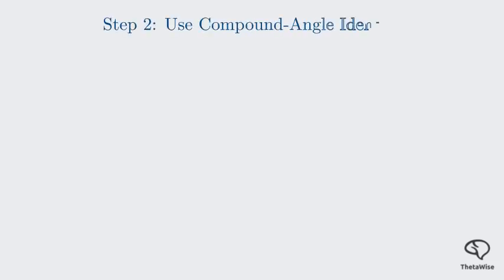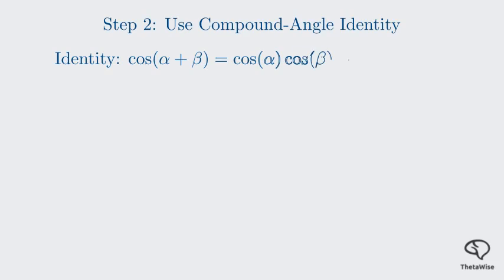To simplify this expression, we'll need a key trigonometric identity known as the compound angle identity for cosine. The identity states that the cosine of the sum of two angles, alpha and beta, is equal to the cosine of alpha times the cosine of beta, minus the sine of alpha times the sine of beta. This identity allows us to break down the cosine of a sum of angles into products of sines and cosines of the individual angles. It's a fundamental tool in trigonometry that will apply directly to our expression.